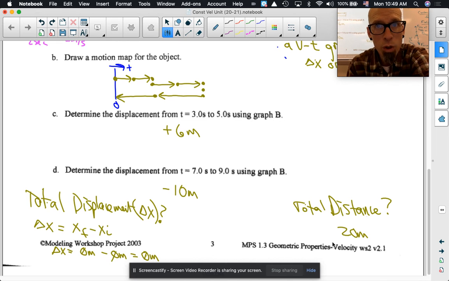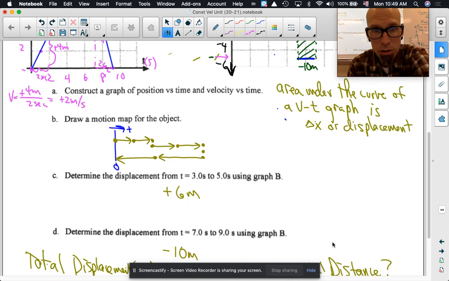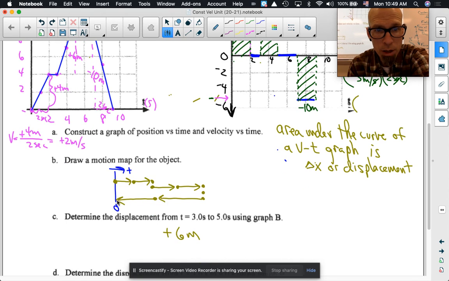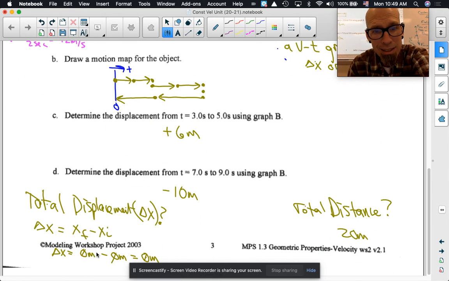You traveled 20 meters total, but where did it get you? Well, as the motion map shows, back to where you started. You went 10 out and 10 back, but it got you right back to where you started. So you were not displaced, but you did travel 20 meters. I hope that makes sense.